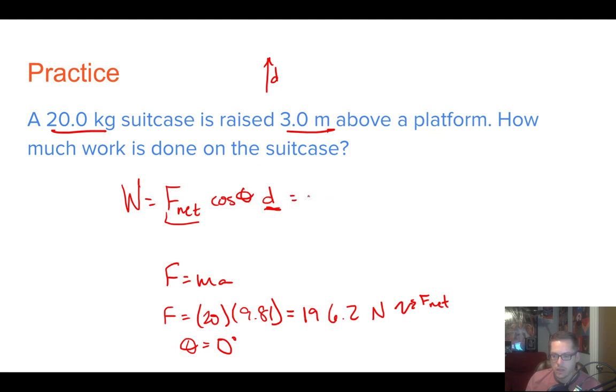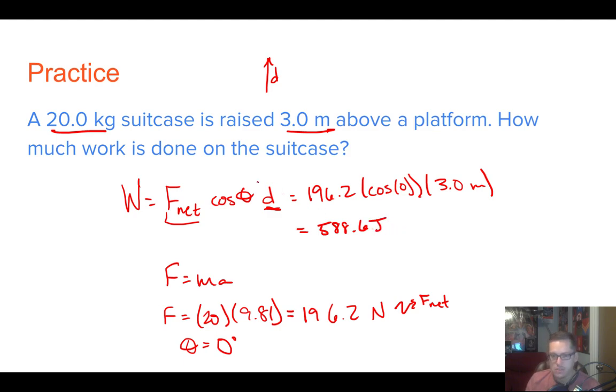So our F net is 196.2. Okay, our cosine is 0, and our displacement is 3.0 meters. So if we plug that in, we take 196.2 times cosine of 0 times 3, and we get 588.6. And it's work, so it'd be joules.